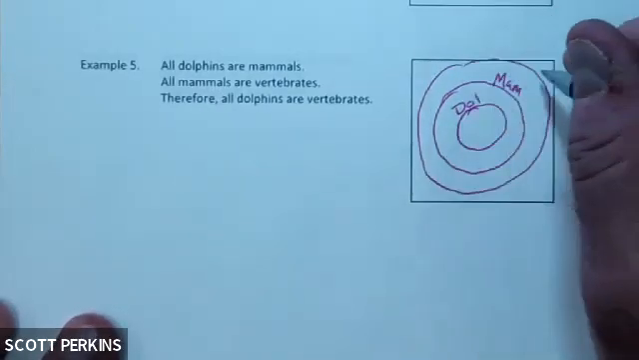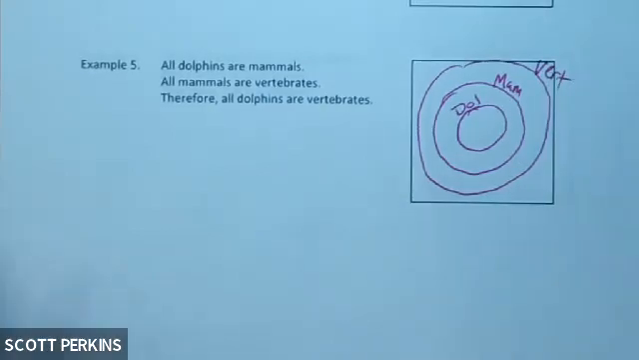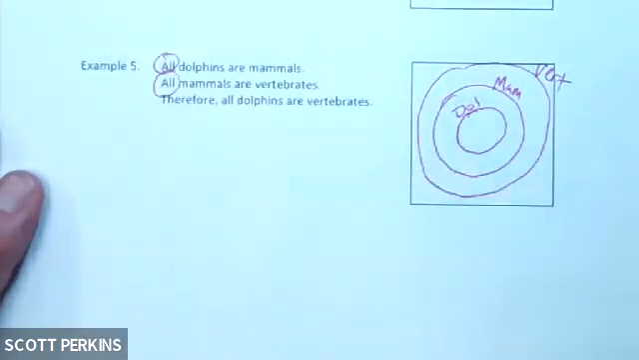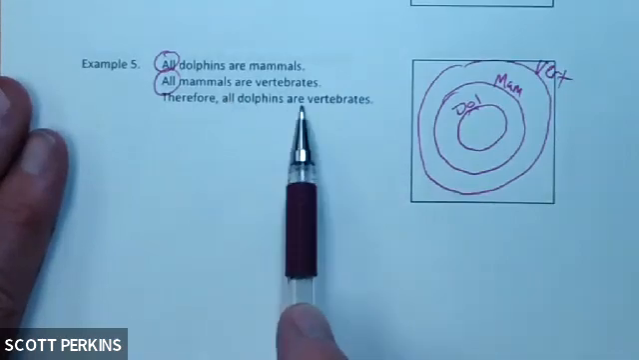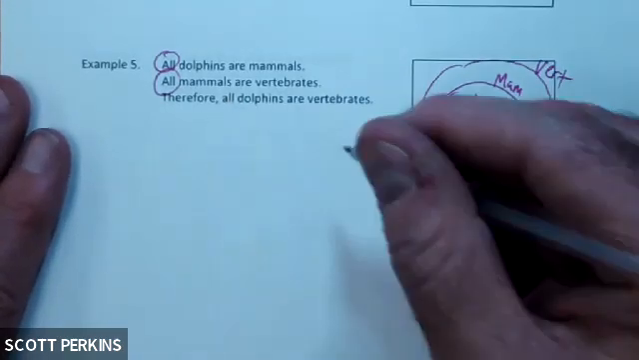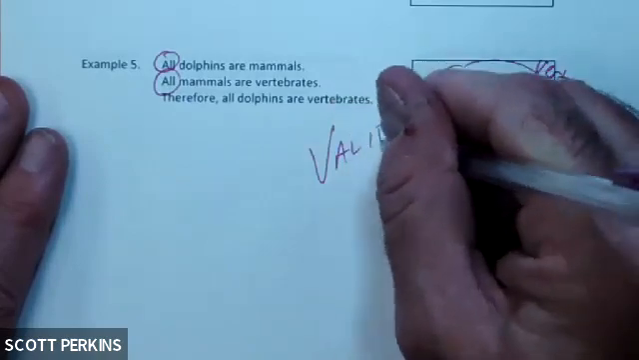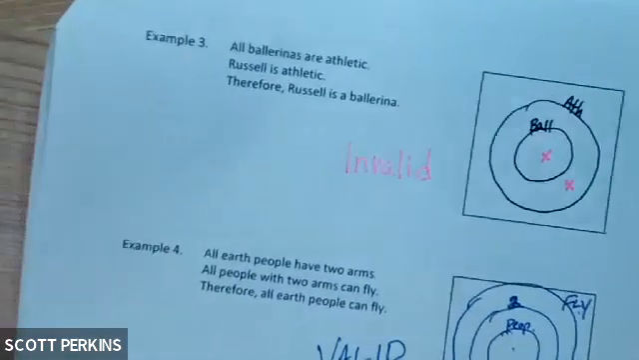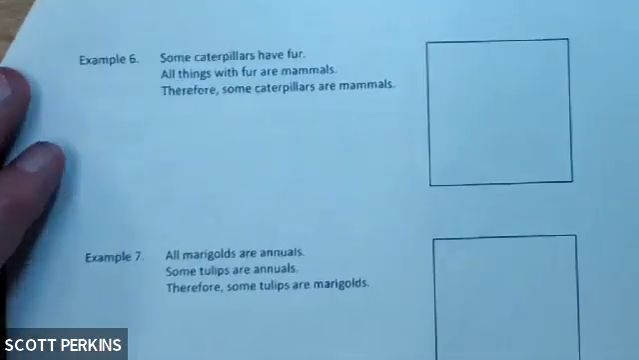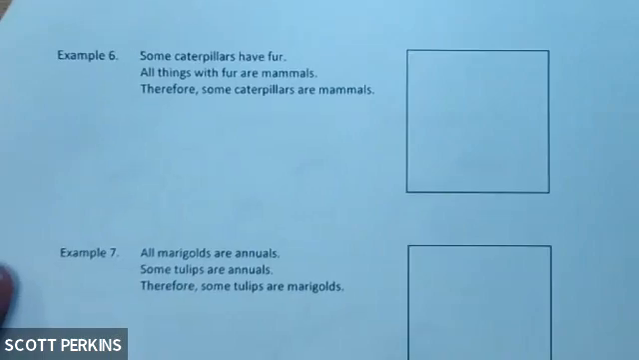Again, there's no other way that could have been drawn. There's no options where I could have moved one of the circles outside of the other because these are all statements. And so therefore, do I have to draw the conclusion that all dolphins are vertebrates? Yes, again, it's a valid argument. It's the same argument as the previous example. You just got to go through that one on your own. Okay, let's flip the page. Just got a couple more. Try example 6.